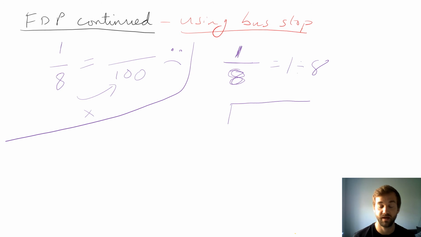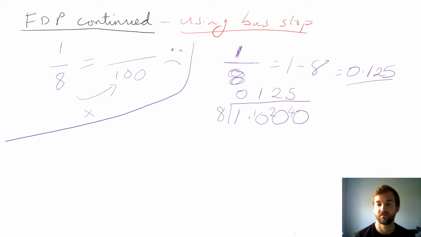1 divided by 8. 1 is what we're dividing into, 8 is what we're dividing by, so it goes on the outside of the bus stop. How many 8s are in 1? Doesn't fit, we carry the 1. How many 8s are in 10? 1, remainder 2. How many 8s are in 20? 2, remainder 4. And how many 8s are in 40? So the final answer is 0.125.